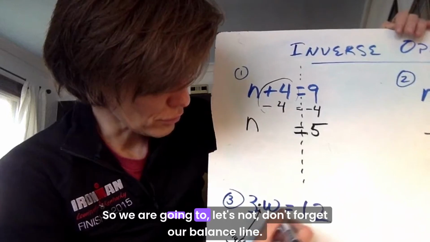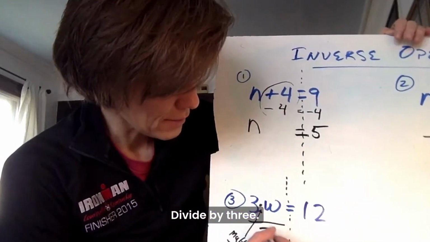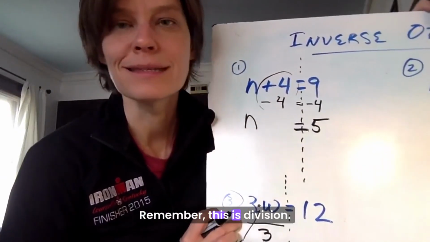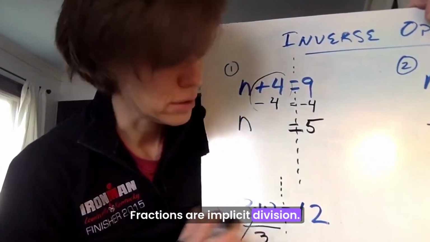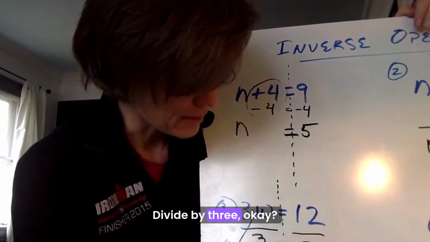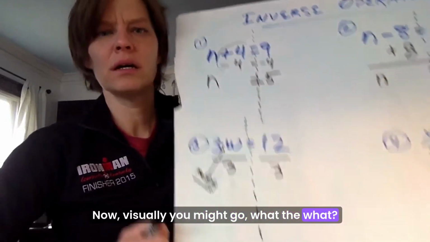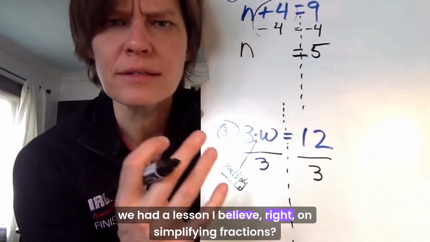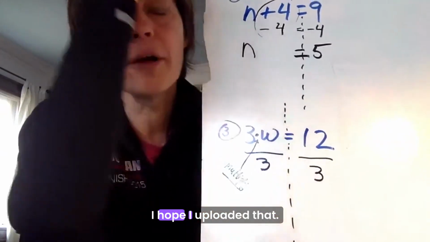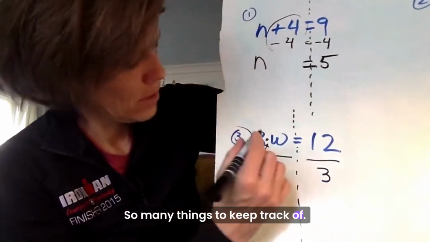So we are going to, don't forget our balance line. Divide by 3. Remember, this is division. Fractions are implicit division. Divide by 3. Okay? Now, visually you might go, what the what? Because you can take these both simply. Remember, we had a lesson, I believe, on simplifying fractions. I hope I uploaded that. Maybe I didn't. I'll have to upload it later. So many things to keep track of.